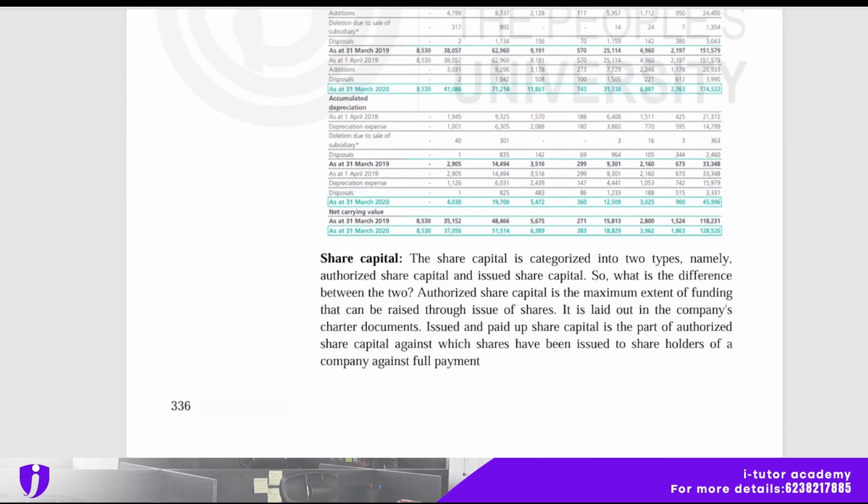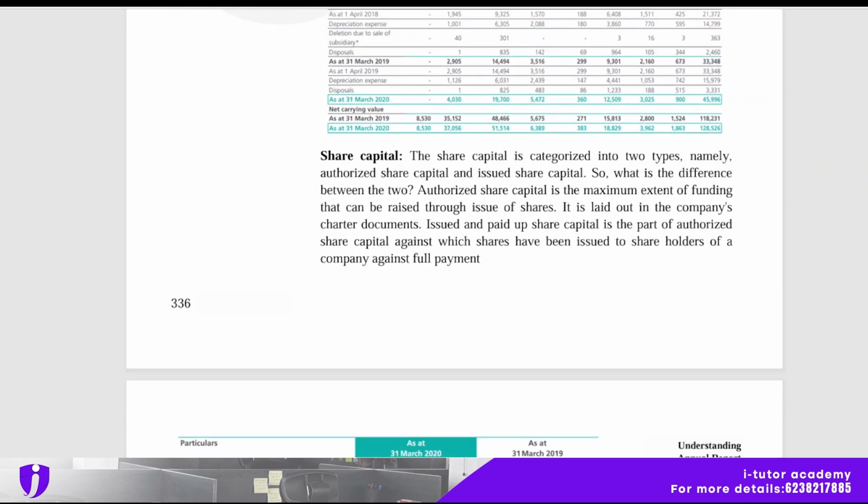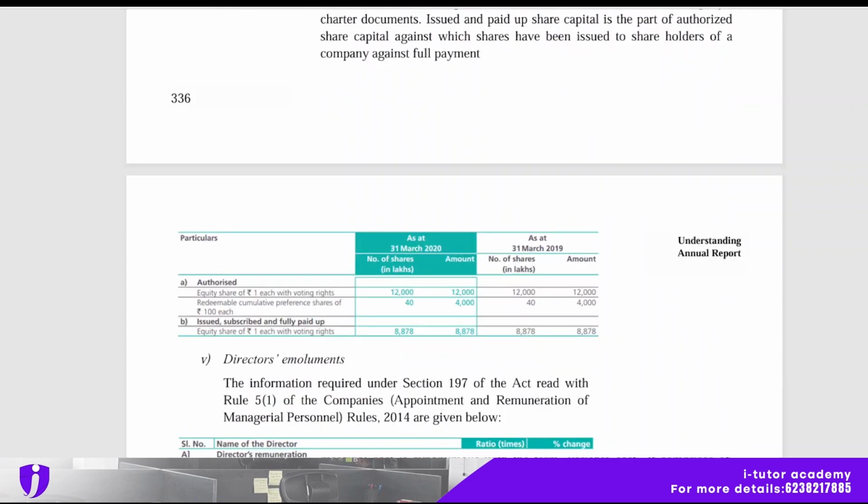two types, namely authorized share capital and issued share capital. So what is the difference between the two? Authorized share capital is the maximum extent of funding that can be raised through issue of shares. It is laid out in the company's charter document. Issued and paid up share capital is the part of authorized share capital against which shares have been issued to shareholders of a company against a full payment.